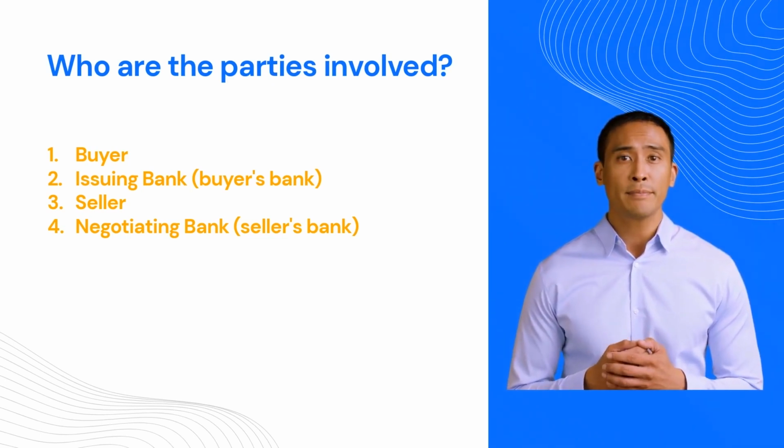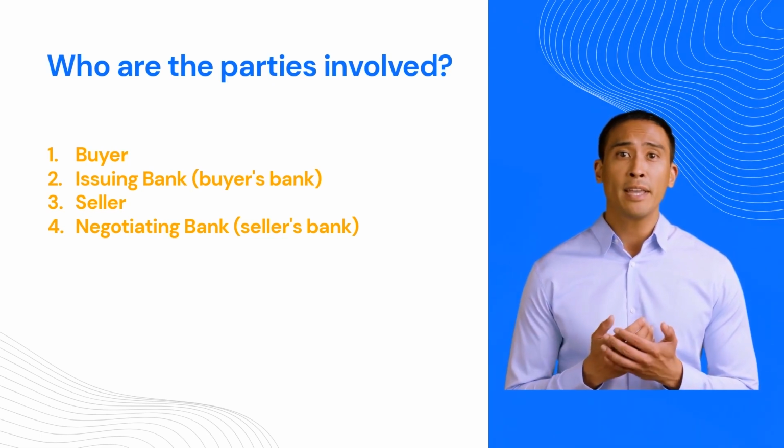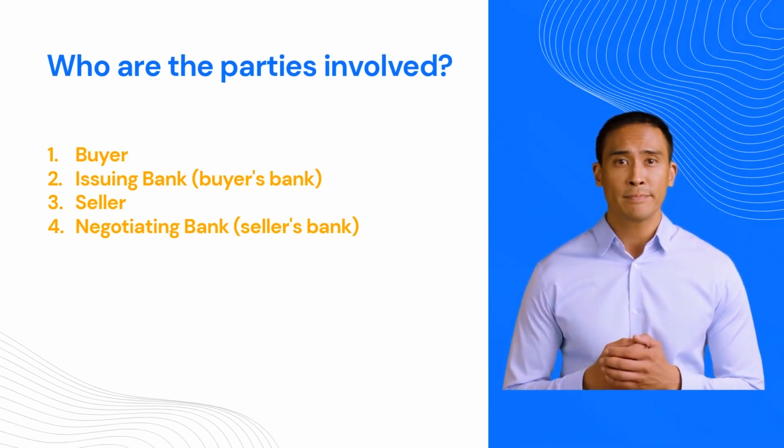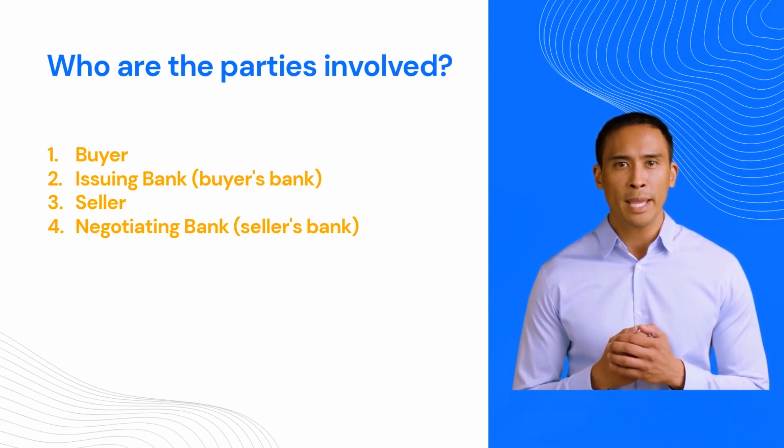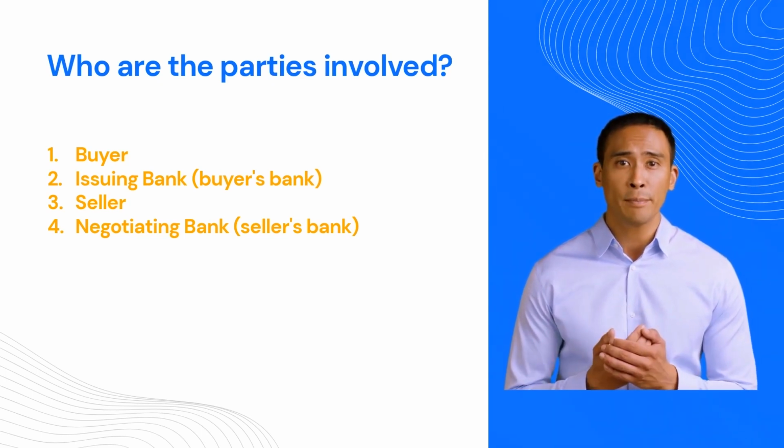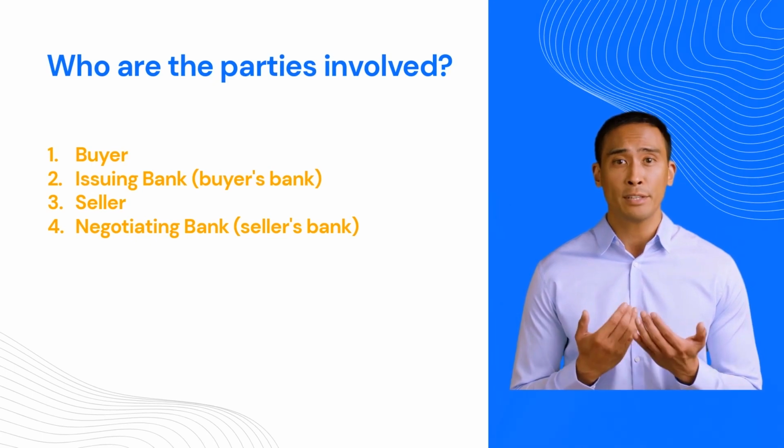On the other hand, the seller will typically also engage another bank to face the issuing bank. This bank is referred to as the negotiating bank, confirming bank, or discounting bank. We will go into the differences of the terms later on.